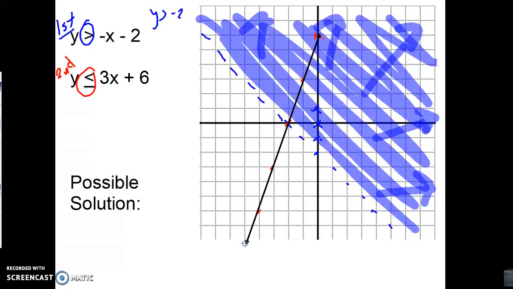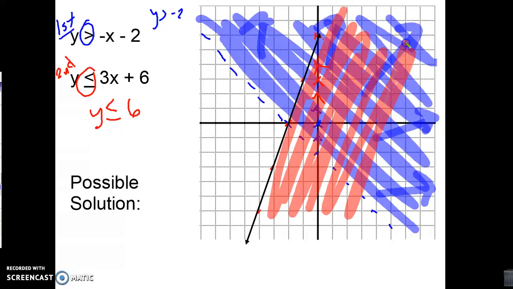Now, if I were to think about my inequality over here, without the 3x, I would be thinking what numbers are less than a y-intercept of 6, which includes 5 and 4 and 3 and so on. So that tells me that I'm going to be shading everything below that line.